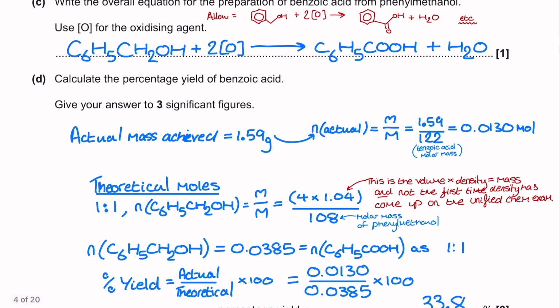So I'm going to convert that into moles, and it's of benzoic acid. So over here, as you can see, I've got 1.59 divided by 122. That's the molar mass of benzoic acid on the denominator there. And it gives me a number of moles that have been actually achieved. So this is going to be my numerator in the grander calculation down here at the bottom of 0.0130 mol.